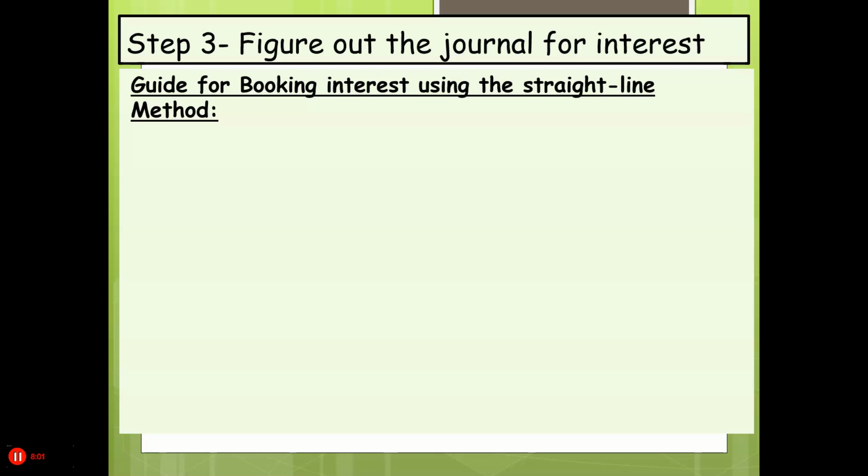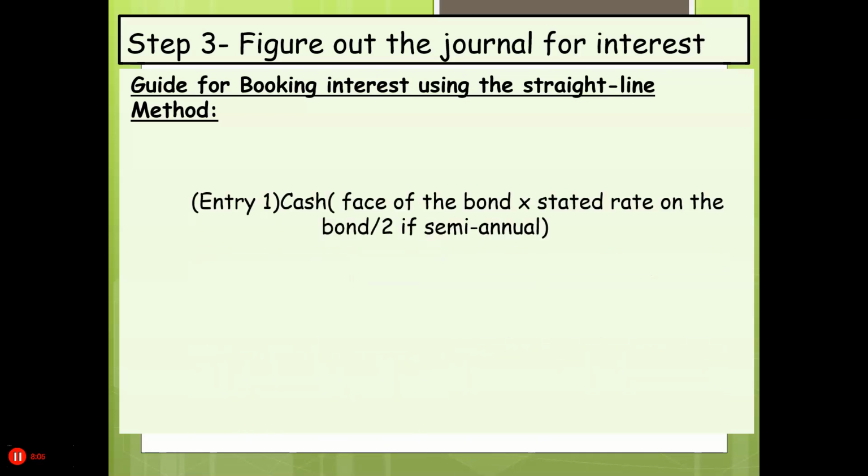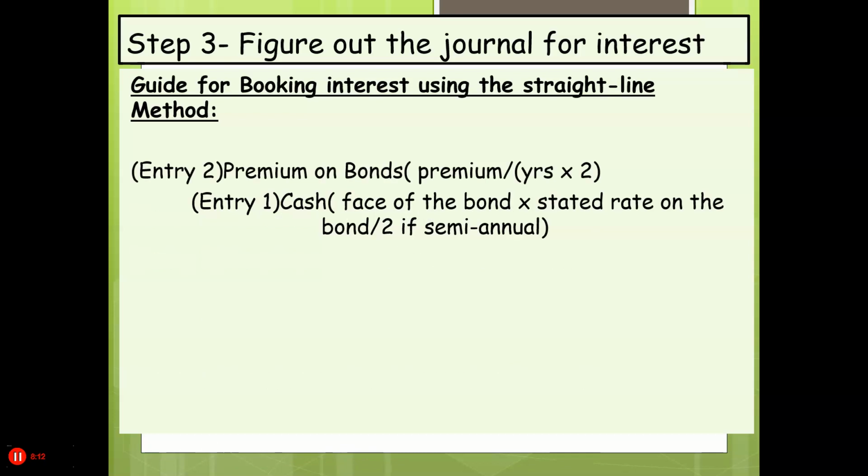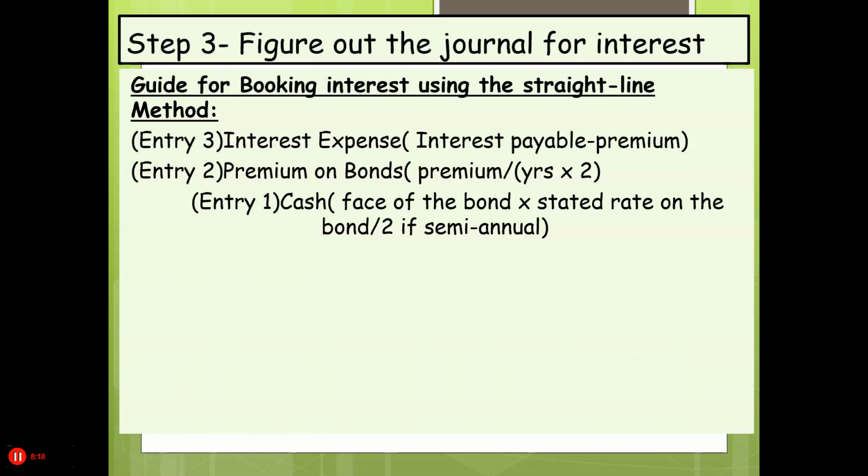Now let's book the interest using the straight line method. Whenever you're doing the straight line method, the first thing you do is you book the cash. Then you amortize the premium, which is the premium divided by the years times 2. And then you can figure out interest expense. Once you figure out this journal, it is the same journal.